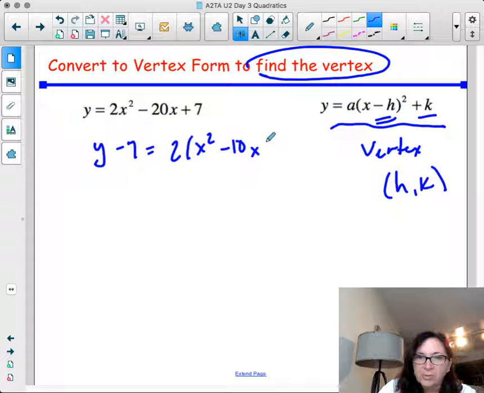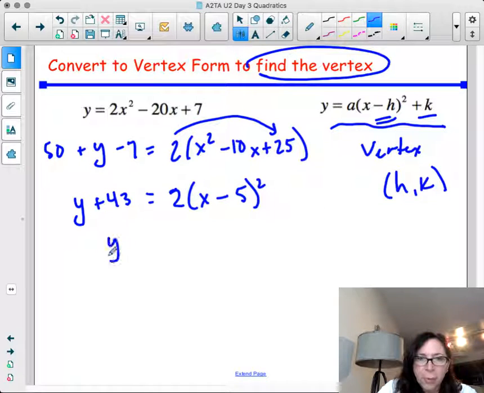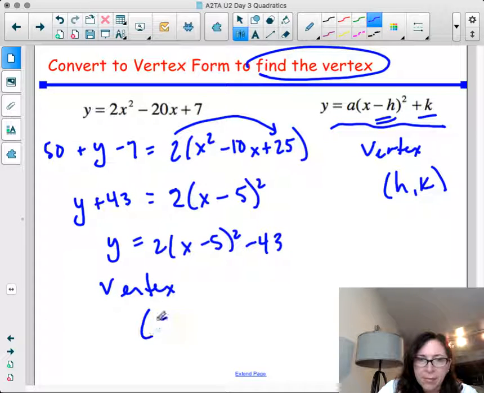Half of 10 is 5. 5 squared is 25. I'm going to add not 25, but 50 to both sides, and 50 comes from this 2 times 25. So I have 2 times x, this minus, negative times negative is positive, so minus 5, quantity squared. And here I have y plus 43. So I get y equals 2 times (x minus 5) quantity squared minus 43. So my vertex is equal to (5, negative 43).